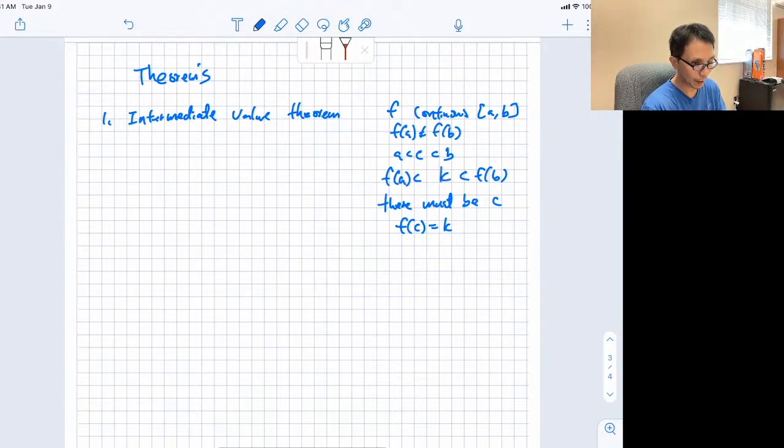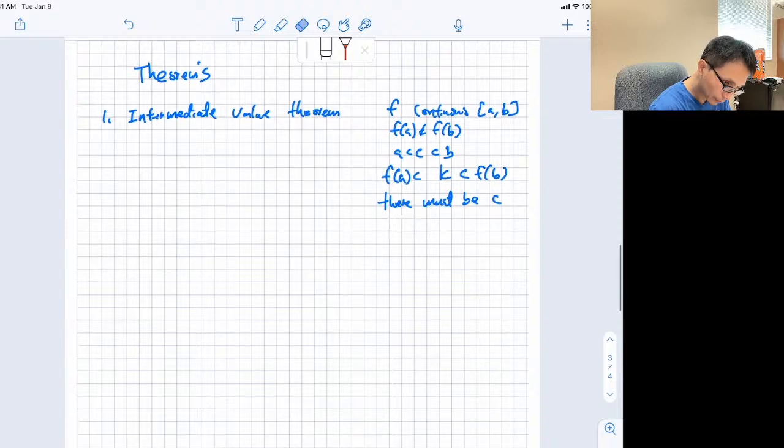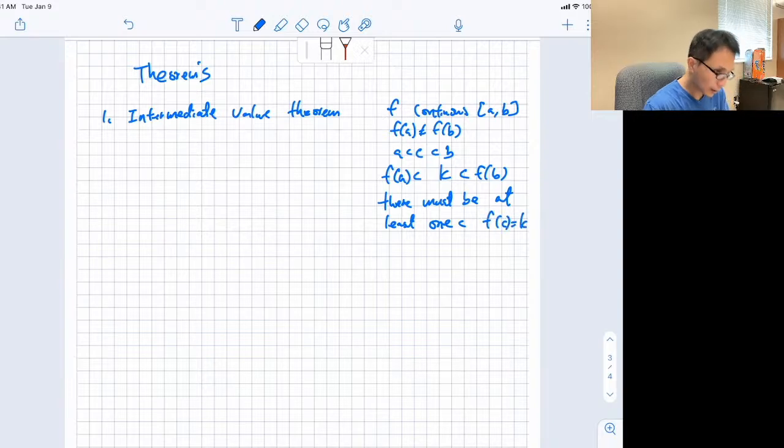Okay, there must be a value. There must be at least one value, at least one c. Make sure at least one c. f of c is equal to k. Okay, so that's the intermediate value theorem.